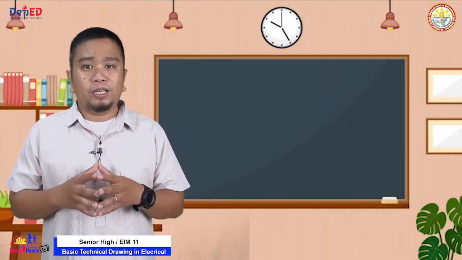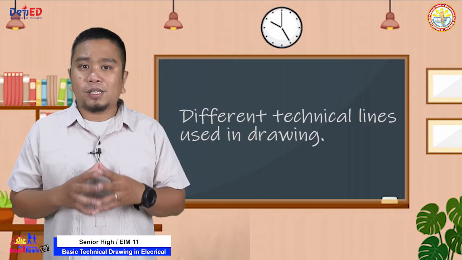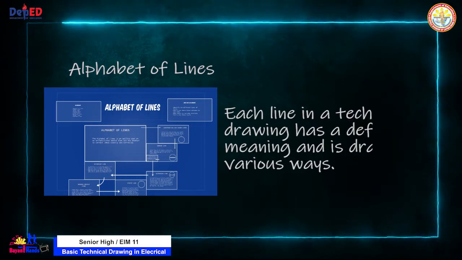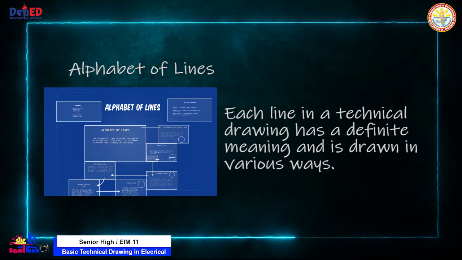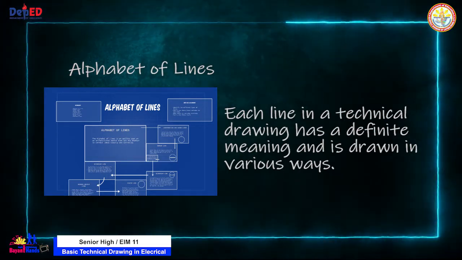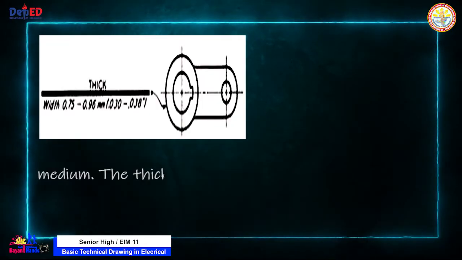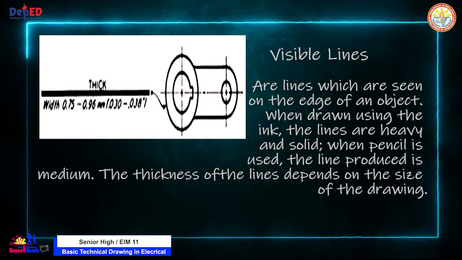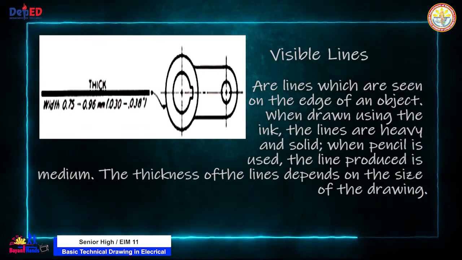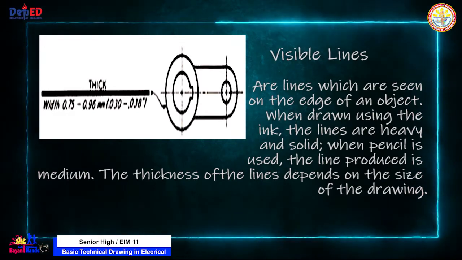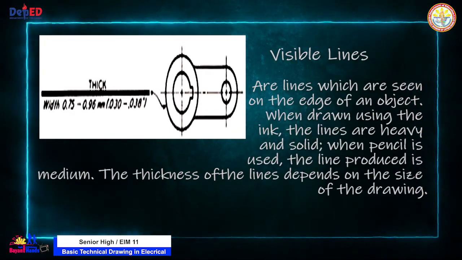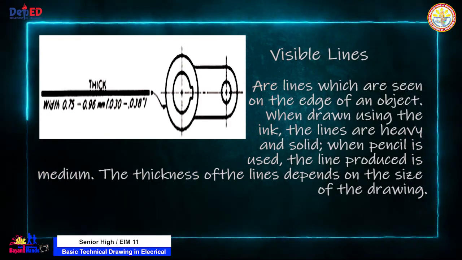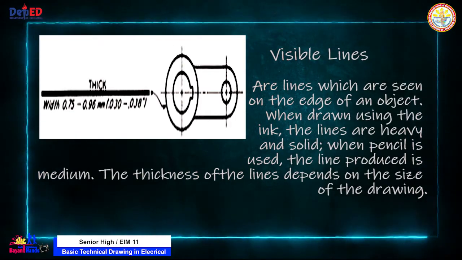But before we go any further in the lesson, let us discuss the different technical lines used in drawing. Alphabet of lines. Each line in technical drawing has a definite meaning, and it's drawn in various ways. Visible lines. Visible lines are lines which are seen on the edge of an object. When drawn using ink, the lines are heavy and solid. When pencil is used, the line produced is medium. The thickness of lines depends on the size of the drawing.